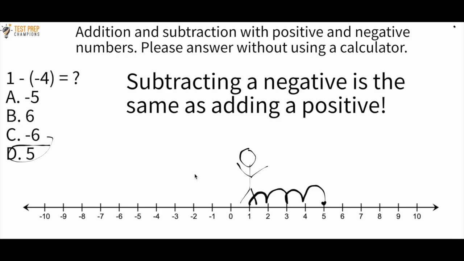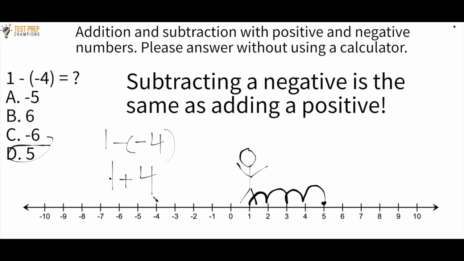But one key point that I want you to understand here is that subtracting a negative is the same as adding a positive. So in other words, minus a negative is the same as plus. All right, so whenever you see something like this, 1 minus negative 4, you can just remember that subtracting a negative is the same as adding a positive. So when you see 1 minus negative 4, you can really just change this into 1 plus 4.